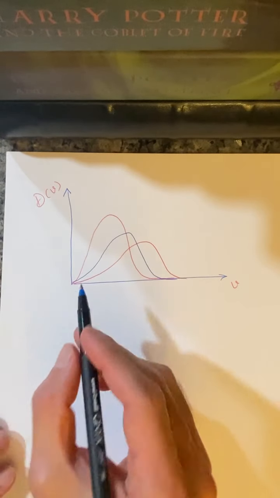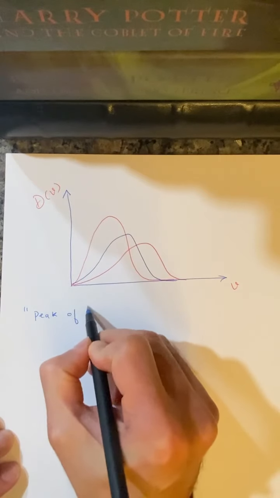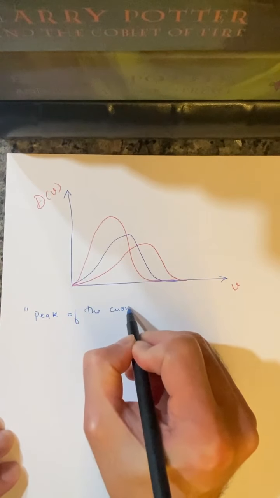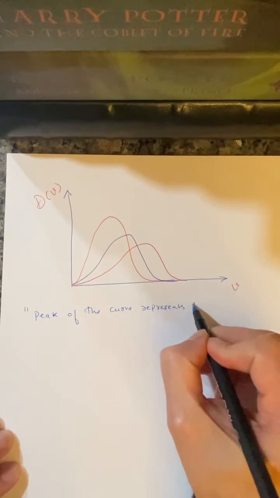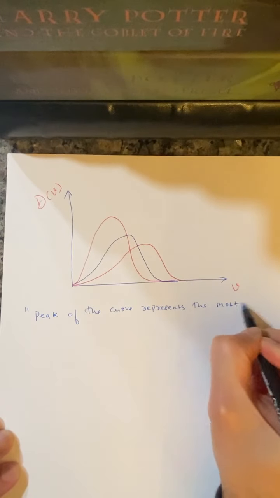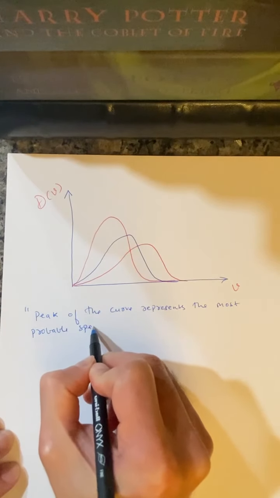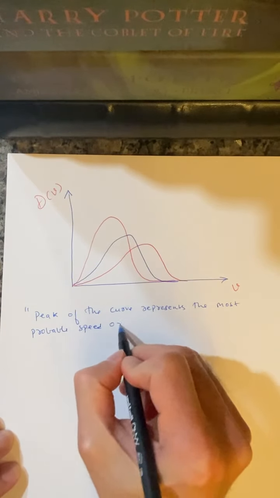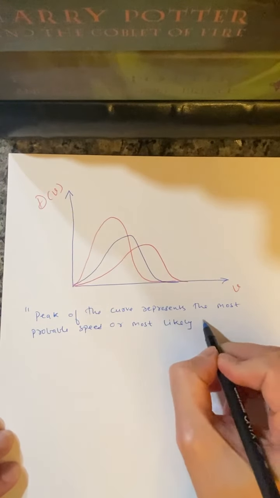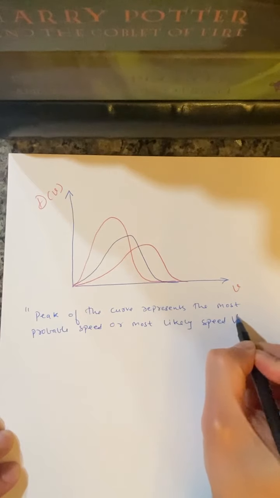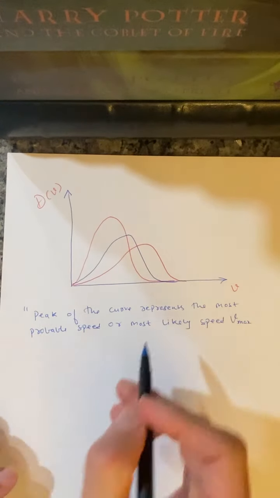Literally, the peak of the curve represents the most probable speed, or most likely speed, v max. Interesting, right? Think about this.